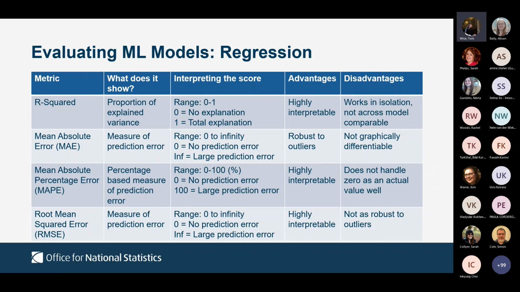When we talk about the mean absolute percentage error and the root mean squared error, again, these are very similar to the two above. These are highly interpretable, but the MAPE does not handle 0 values very well, because this is looking at a percentage, therefore contains a division, which means that you cannot divide by 0. And the root mean squared error is not as robust to outliers as other methodologies.